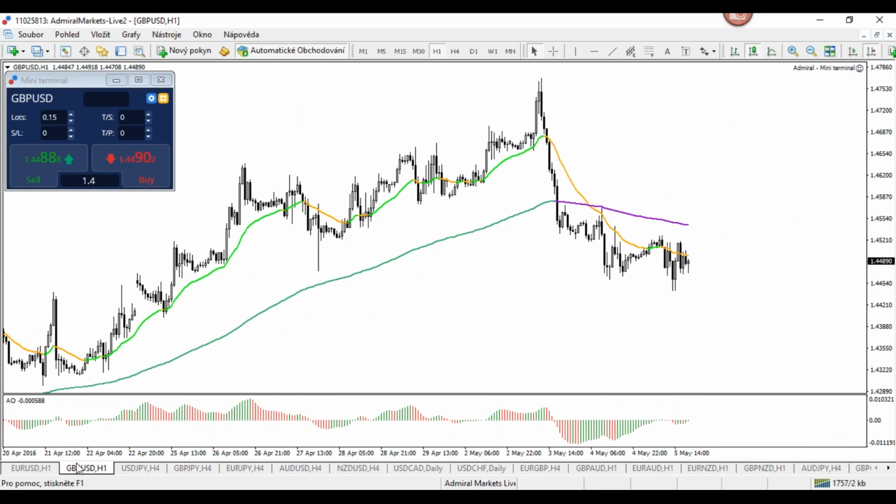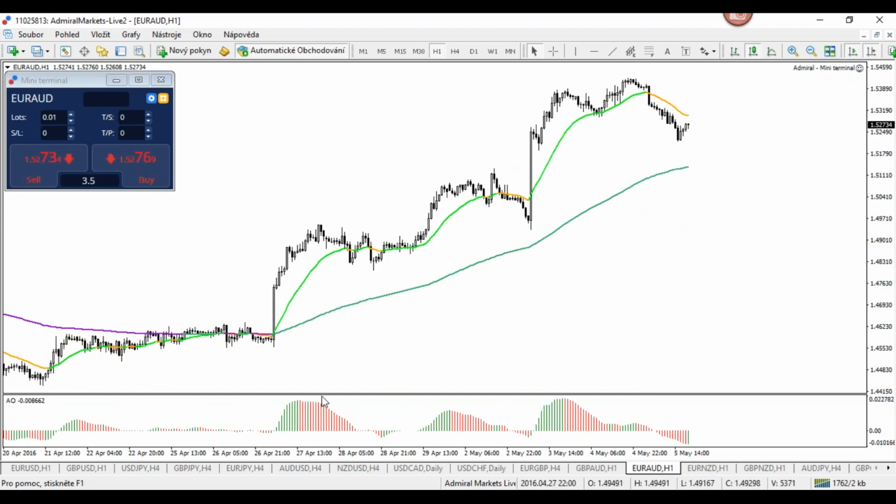Let's take a new chart. Let's take a look at, I don't know, Euro. Okay, so let's take a look at this zone.